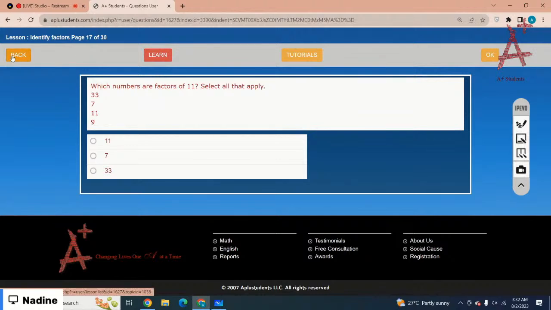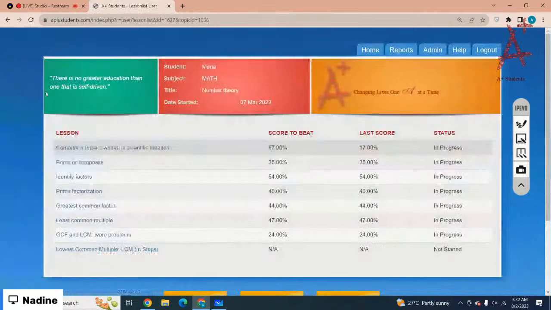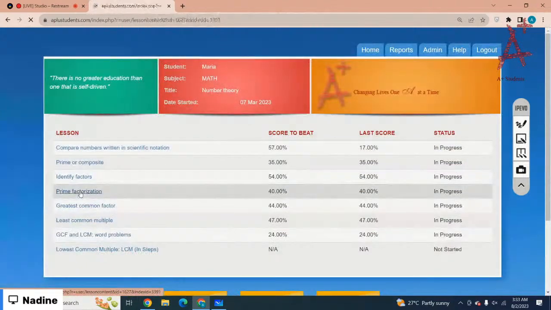Okay, you can complete the rest of the questions by yourself later today. Let me just start with the next lesson. The next lesson is prime factorization.